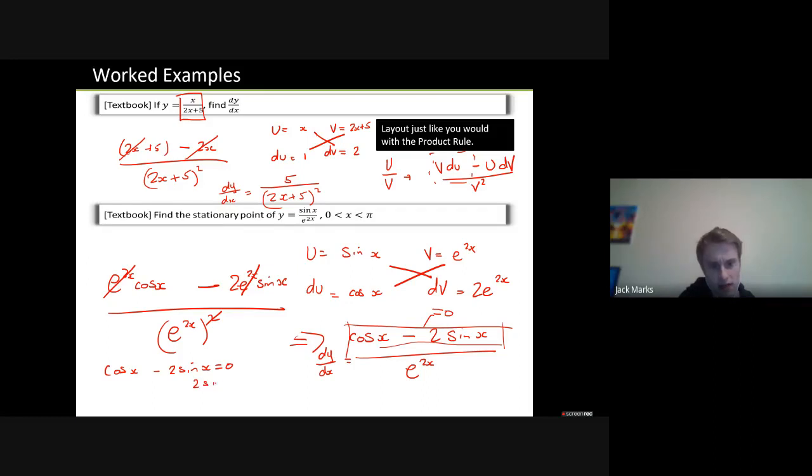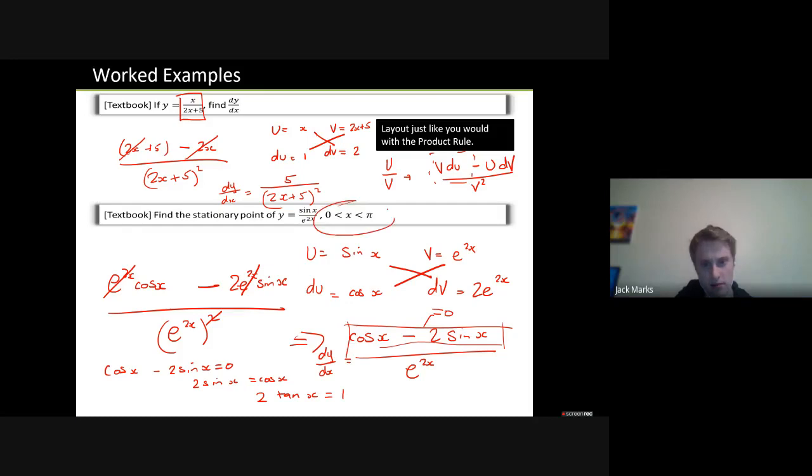What you will do is you'll get 2 sine of x equals cos x. And you might have forgotten because it's been a while, but when you have sine and cos and there's no numbers involved, what you want to do is you want to use tan. So 2 tan x equals 1. If you divide both sides by cos, you'll get this one here. And now you need to solve this one.